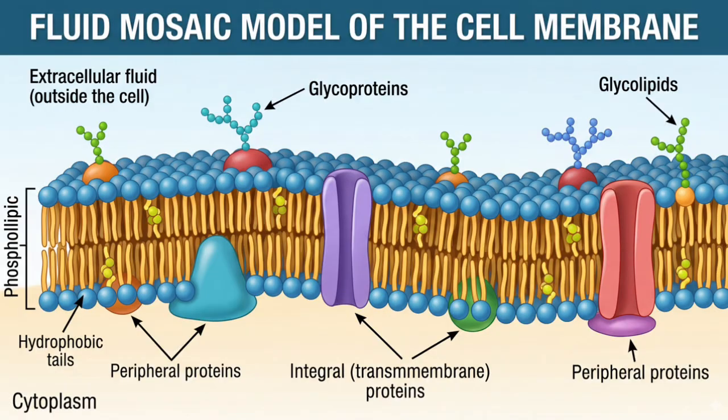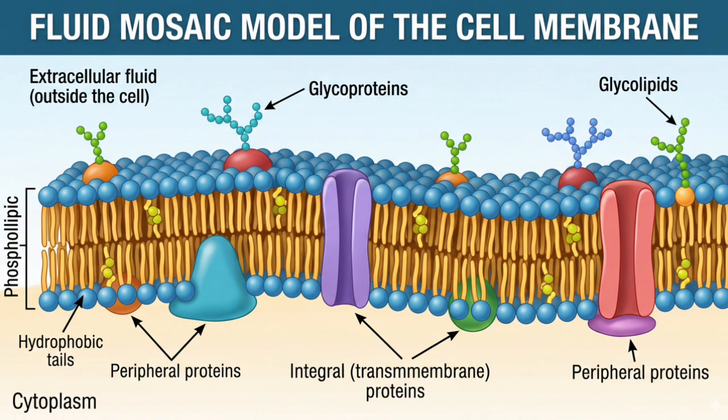In 1972, two scientists completely changed our understanding of the cell membrane. They proposed something revolutionary: that the membrane isn't solid at all, it's fluid. And not just fluid, it's a moving, shifting, living system. Imagine a calm ocean. Now imagine tiny boats floating and drifting across it. That's essentially what your cell membrane looks like at the molecular level. This is what we call the fluid mosaic model.